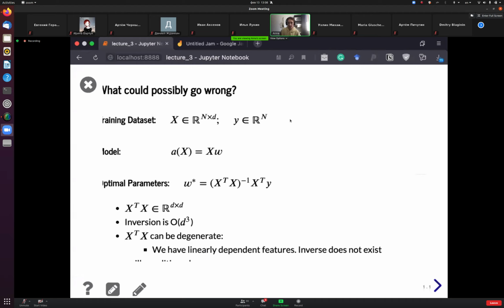If you do have linearly dependent features, then you don't have the inverse at all. Or it can be ill-conditioned. If you have highly correlated features, then computing the inverse may be a very unstable operation, which is, of course, also a problem for us.